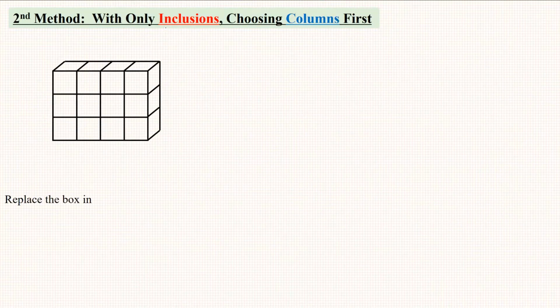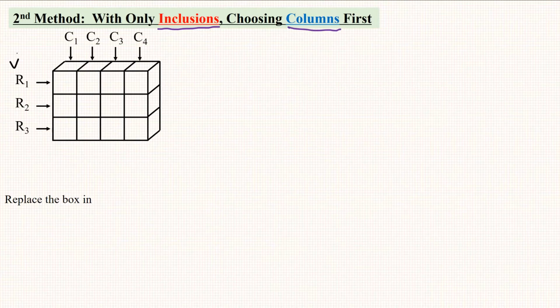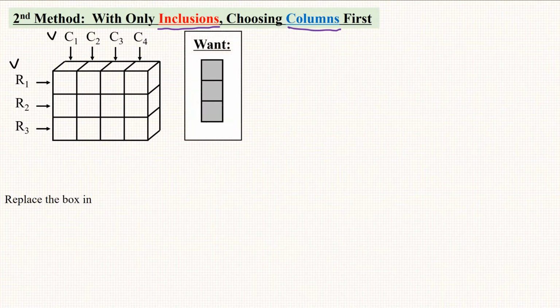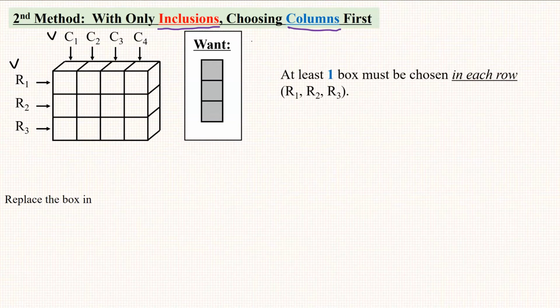Alright, now let's take a look at the second method, also with only inclusions, but this time choosing columns first. First, let us denote the rows and columns like this. 3 rows are denoted as R1, R2, and R3, and 4 columns are denoted as C1, C2, C3, and C4. What we want is the side view to look like this. Therefore, at least 1 box must be chosen in each row, and we can do that like this.